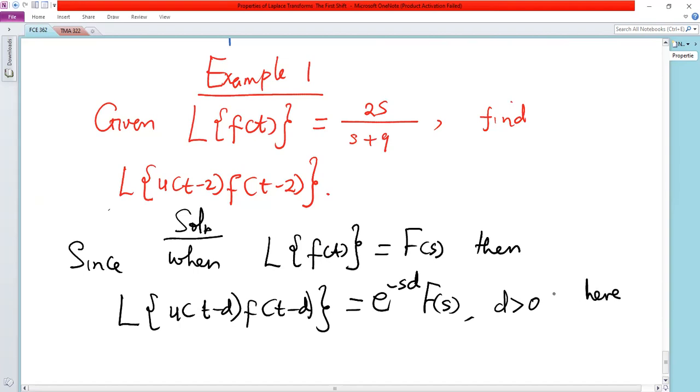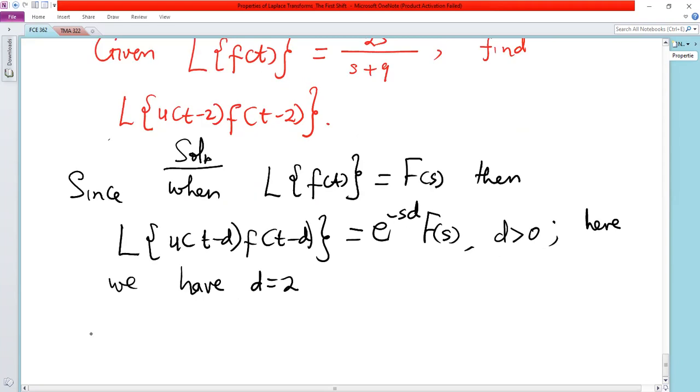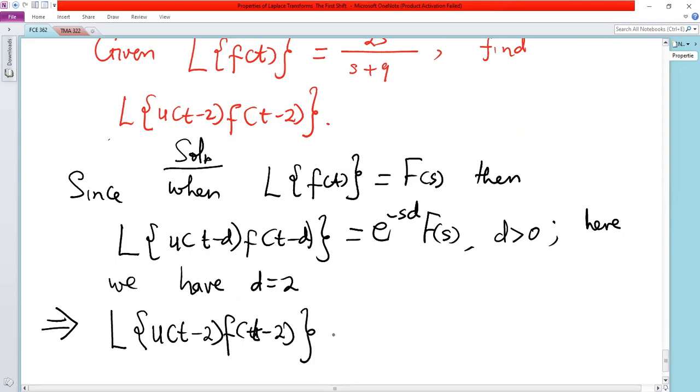Here we have d equals 2. Just relate t minus 2 to t minus d. So d will be 2. So this implies that the Laplace transform of u of t minus 2 times f of t minus 2 will be given by e raised to the power, so d is 2, so minus 2s, times capital F of s.